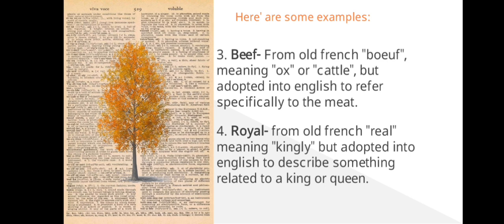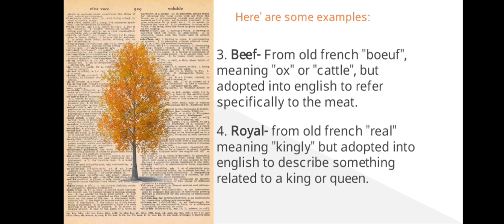Next is beef, from Old French bœuf, meaning ox or cattle, but adapted into English to refer specifically to the meat. Do you follow, guys? And the last one is royal, from Old French real, meaning kingly, but adapted into English to describe something related to a king or a queen. So these words are all recognizable in modern English. They illustrate how the Norman conquest significantly changed the vocabulary of the language, introducing many French words into English.